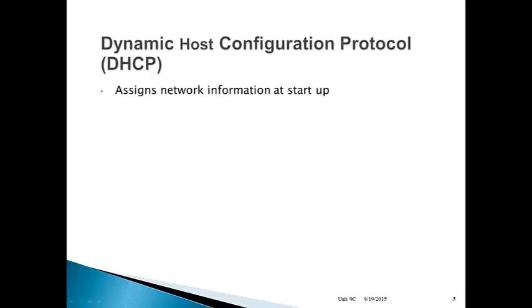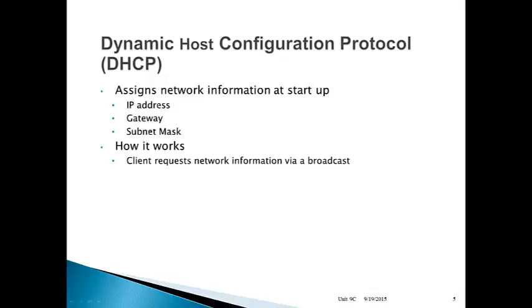DHCP assigns network information at the device startup and can reassign it per request. It gives you the IP address, the gateway or router for outside traffic, and the subnet mask, which tells you what range of IP addresses constitutes the local network. It can also optionally give you additional information like a Windows WINS server, DNS servers, and so on. How it works: the client requests network information via a broadcast. It says, hey, is there a DHCP server out there? I need an IP address and all this other information assigned. The server on the subnet will respond to the broadcast with the available IP address as well as the other information.